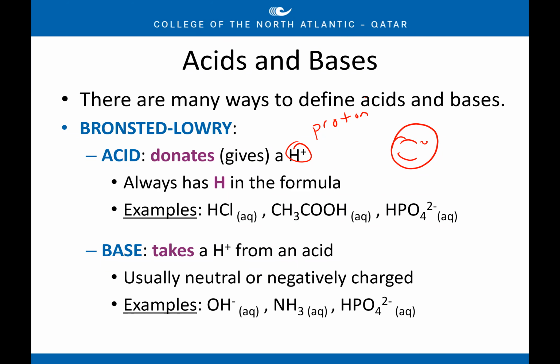a proton. Acids always have hydrogen in the formula. So you would see hydrochloric acid, this is acetic acid, and hydrophosphoric acid would be this one. I'm trying to remember all my names of acids. So acids typically donate an H plus or a proton, and you would typically see a hydrogen in an acid.